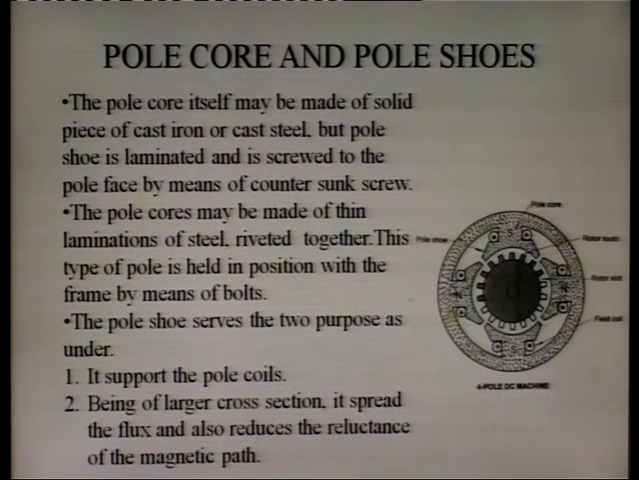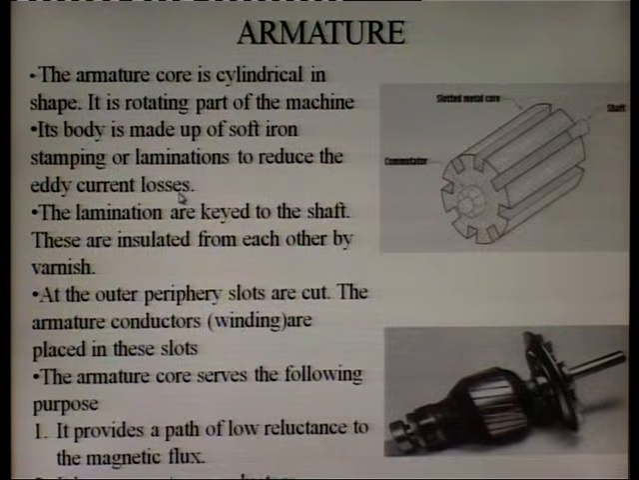So students, this part is the pole core and this wider part is the pole shoe. The purpose of pole shoes is, first, to carry these field windings, and second, due to the larger cross-sectional area than the pole core, it spreads the flux and also reduces the reluctance of the magnetic path. This is the pole core and this is the pole shoe, and these are held with the yoke, the outer covering of the machine.